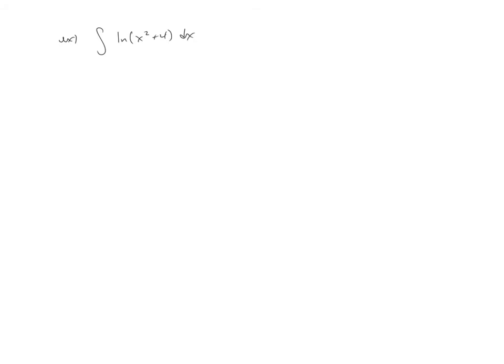Okay, so we'll go ahead and start identifying our parts. We need to pick a u and a dv. So I'm running through the I-LATE. Inverses no, logs yes. So the natural log of x squared plus 4, and then everything else would be our dv. So in this case, dx.